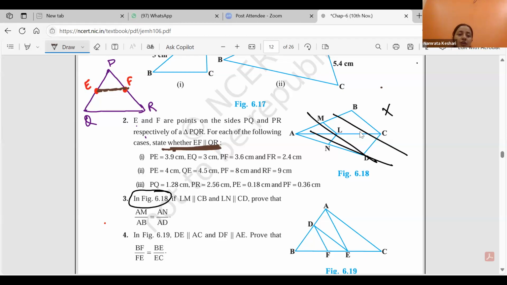It is given over here that PE is 3.9, EQ is 3, PF is 3.6, and FR is 2.4. Now you just have to check whether the ratio is same or not.